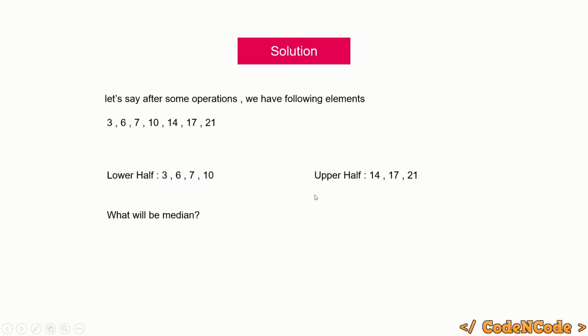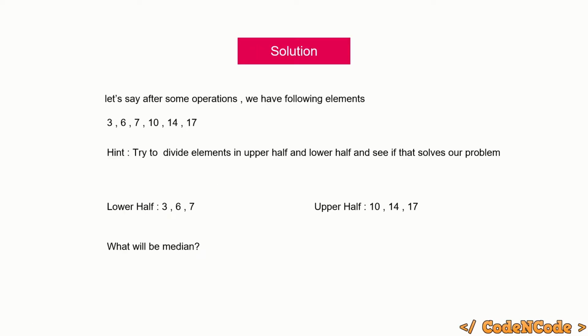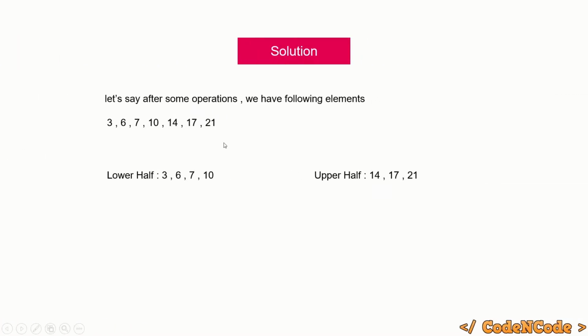So in that case, if the lower half and the upper half are not equal, your median will be the biggest element of the lower half. If both of them are equal, then just take the biggest element of the lower half and the smallest element of the upper half, and take their average. Now the question is how to maintain this. We are not given a simple input array, so we can't do this.